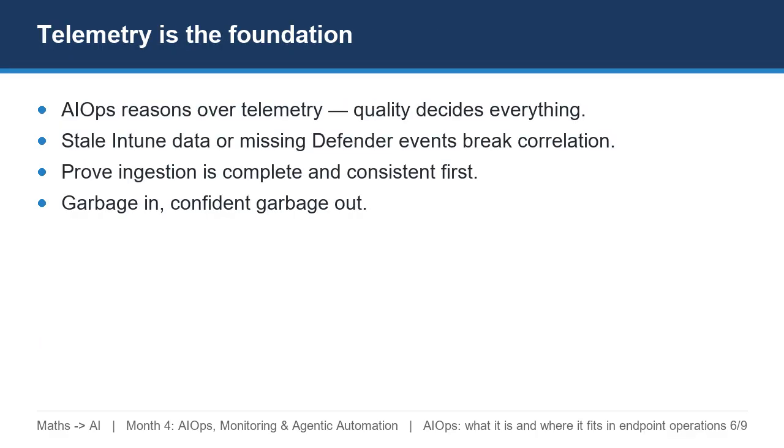Here's the part people skip. AIOps is only as good as what it reasons over. If your Intune enrollment data is stale, or Defender events aren't flowing into your log analytics workspace, the model correlates against gaps and gives you confident-sounding nonsense. Before you add any AI, prove your telemetry is complete, consistent, and correctly timestamped. The mantra for this whole month is, garbage in, confident garbage out.